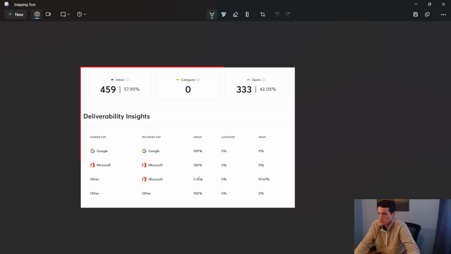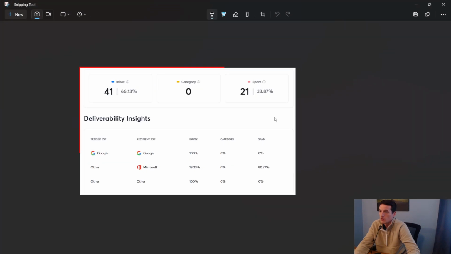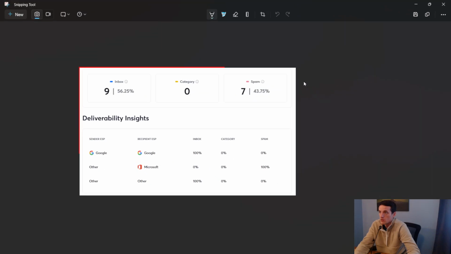This is one where only 2% made it to the inbox in this placement test from these MailScale inboxes, 97% spam. We got another one here where 80% was in spam. This is where I was isolating the inboxes that were performing the best. And then there's another one, a really big one that was 400 and 300, but again, Microsoft inbox 0%, 100% spam, Google 100% inbox.